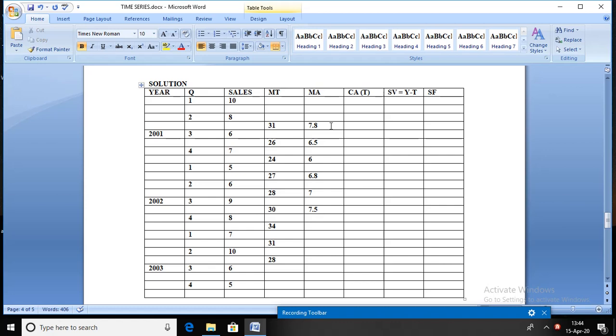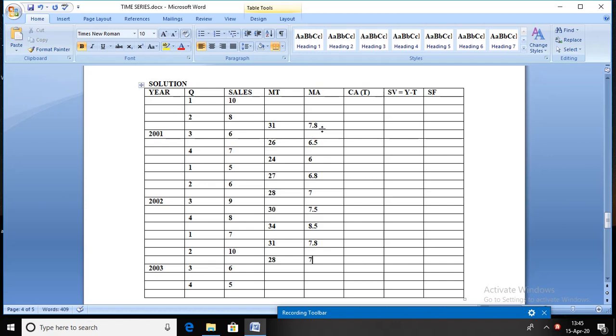34 divided by 4, that is going to be 8.5. Then we had 31 divided by 4, that is going to be 7.8. Lastly, we have 28 divided by 4, that is going to be 7.